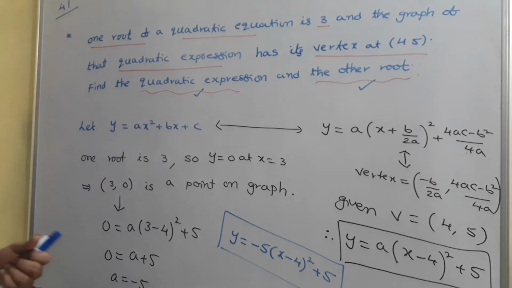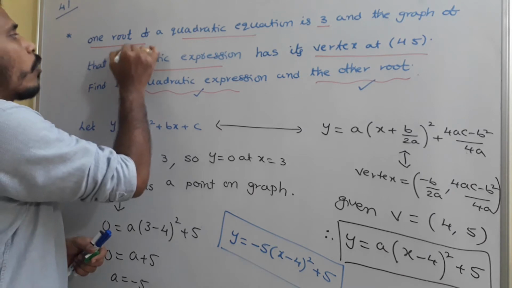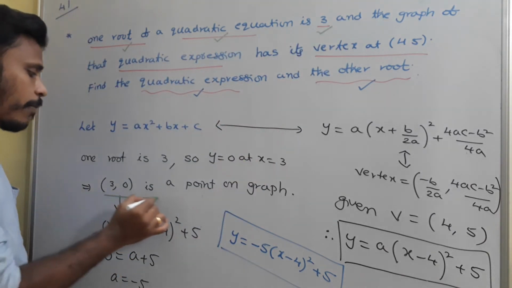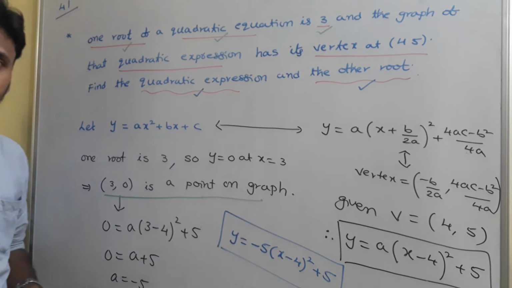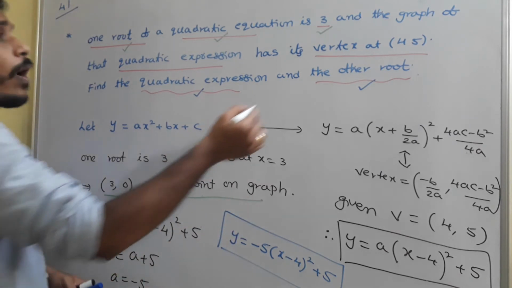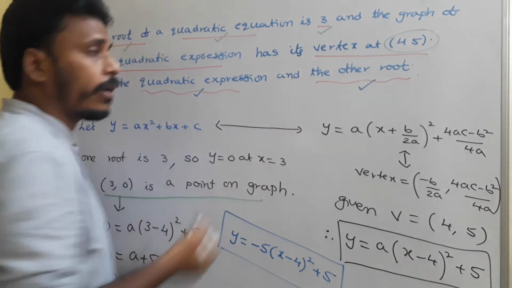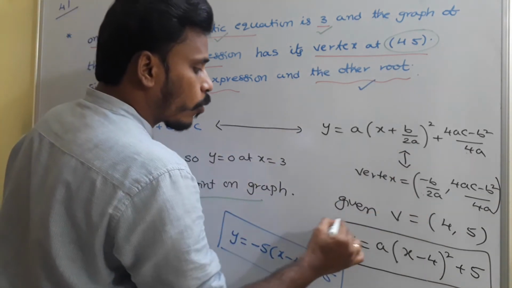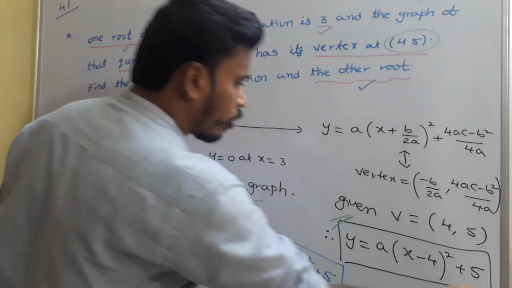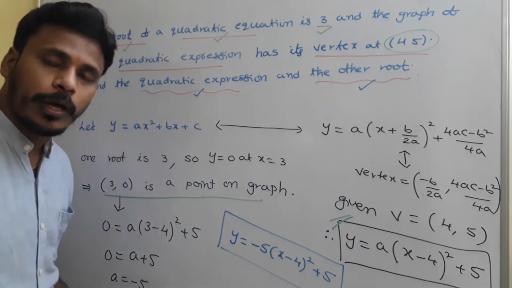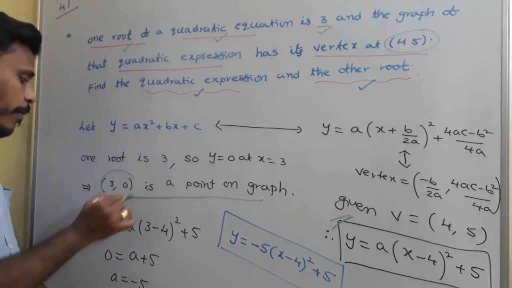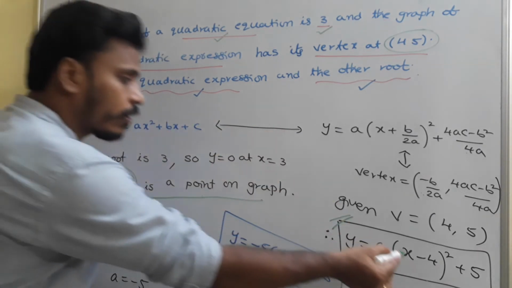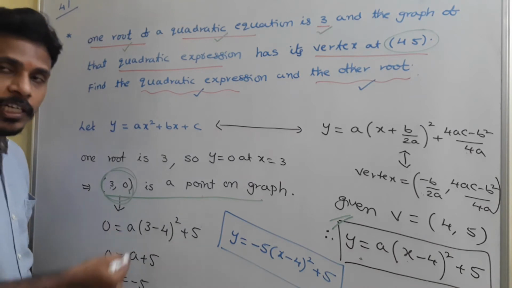Once again, just have a look. One root of the quadratic equation is given as 3. From there, (3, 0) is a point on the graph, and the vertex is given as (4, 5). With that idea, in vertex form, the quadratic expression is y = a(x − 4)² + 5. Since (3, 0) is a point on this expression, replace x with 3 and y with 0.